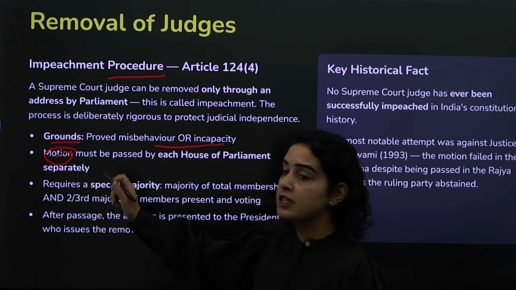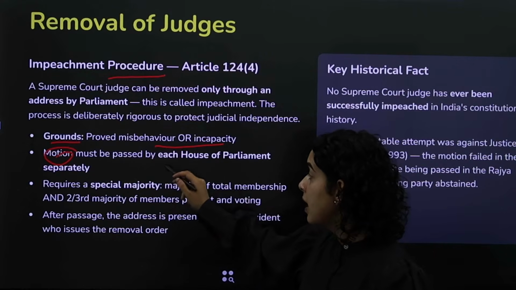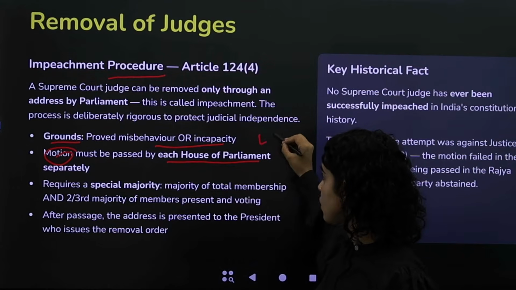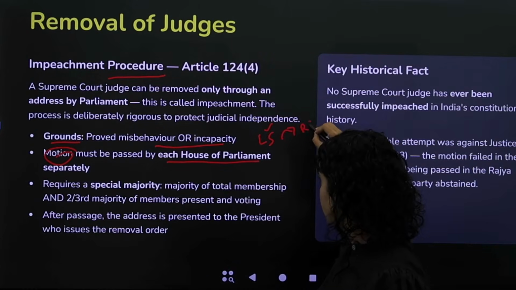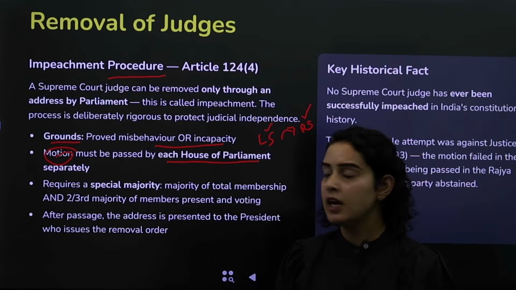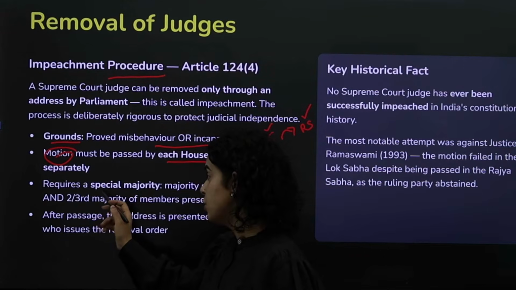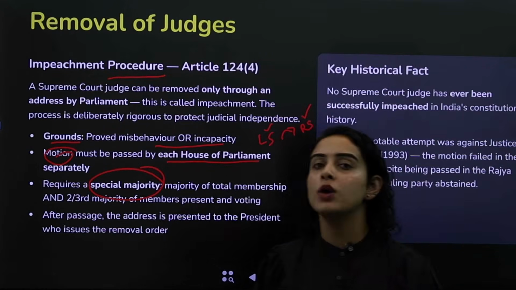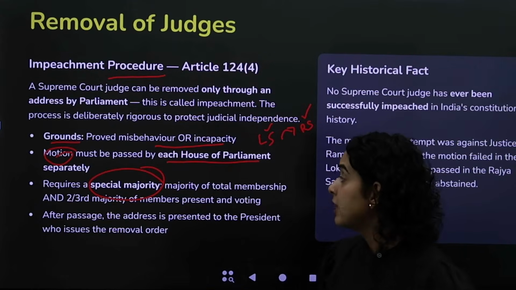The motion has to be started by either of the houses and it has to be passed by both the houses separately. So if it is first started in Lok Sabha, then it has to be passed by Lok Sabha, then it has to go to Rajya Sabha, and then it has to be passed by Rajya Sabha as well, right? It has to be done separately and it can start in either house. Now, to pass that resolution, it needs something called a special majority. Now, it is very important. This is the core difference between removal of the president and removal of a Supreme Court judge, right? It is the special majority.